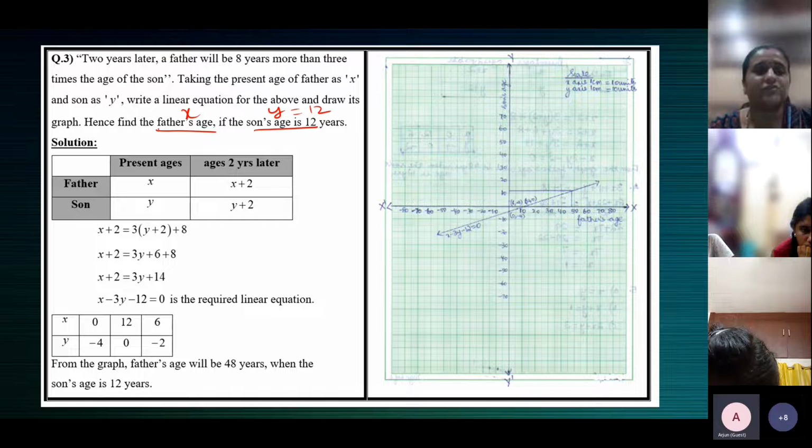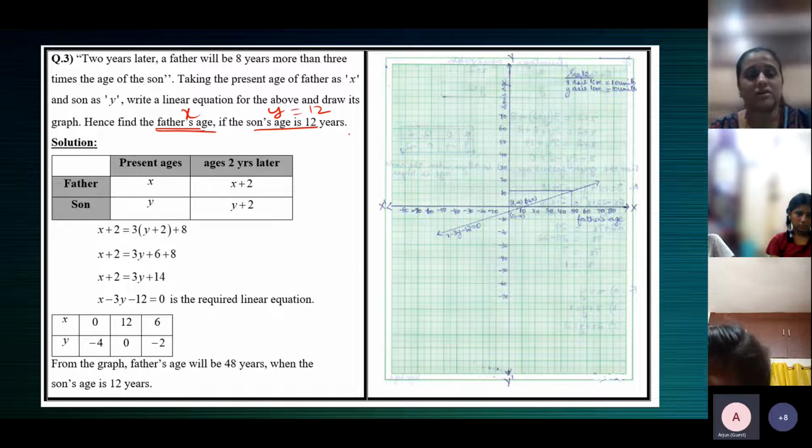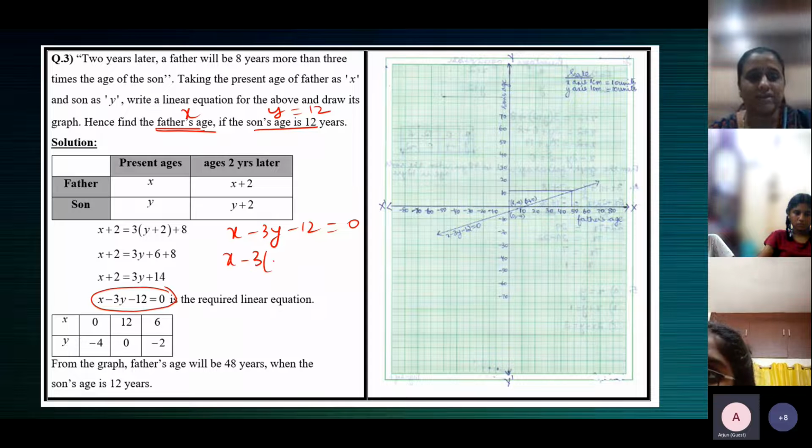From the graph, we need to find the father's age. That is, we need to find X, because the father's age is X. If the son's age is 12, that is when Y is 12, we use this equation: X minus 3Y minus 12 is equal to 0. When Y is 12, find the value of X.